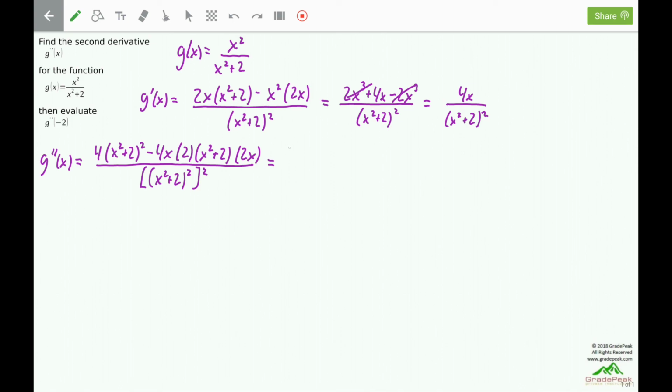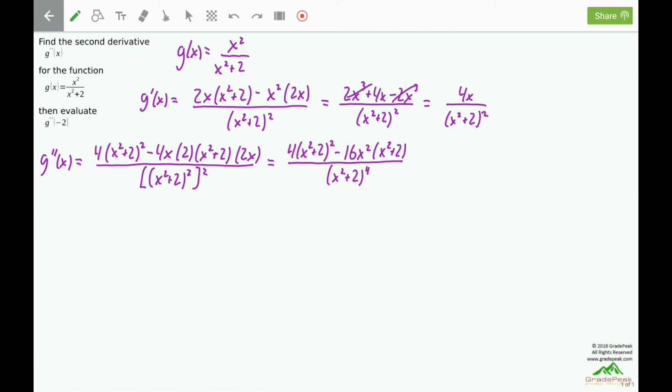Now in the numerator, we have a 4 times x squared plus 2 squared for our first term. Our second term, we combine all the constants. We have a 4, a 2, and a 2. 4 times 2 is 8, times another 2 is a 16. So we have the negative 16. We also have an x and another x, so an x squared. And we have x squared plus 2 to the first power. Down in the denominator, we have x squared plus 2 squared, raised again to the second power. You multiply those exponents, so that'll be a power of 4.